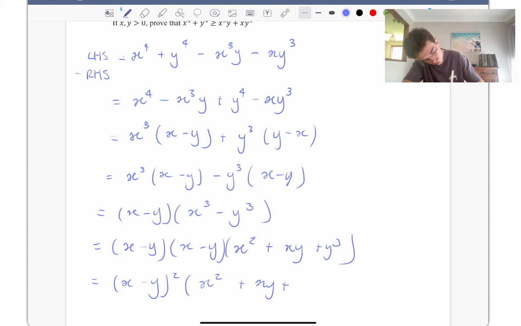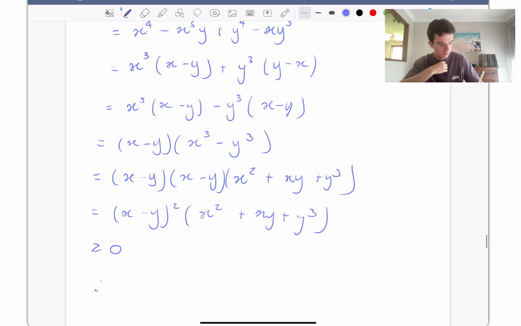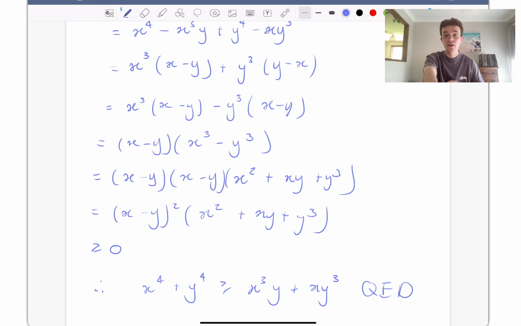Now, this is greater than or equal to 0, because x minus y squared is greater than or equal to 0, since we're squaring a number. And since x and y are both greater than 0, the other expression has to be greater than 0 because there are no minuses in it. So therefore, x to the power of 4 plus y to the power of 4 is greater than or equal to x cubed y plus xy cubed. Awesome. That's inequalities. Thank you.